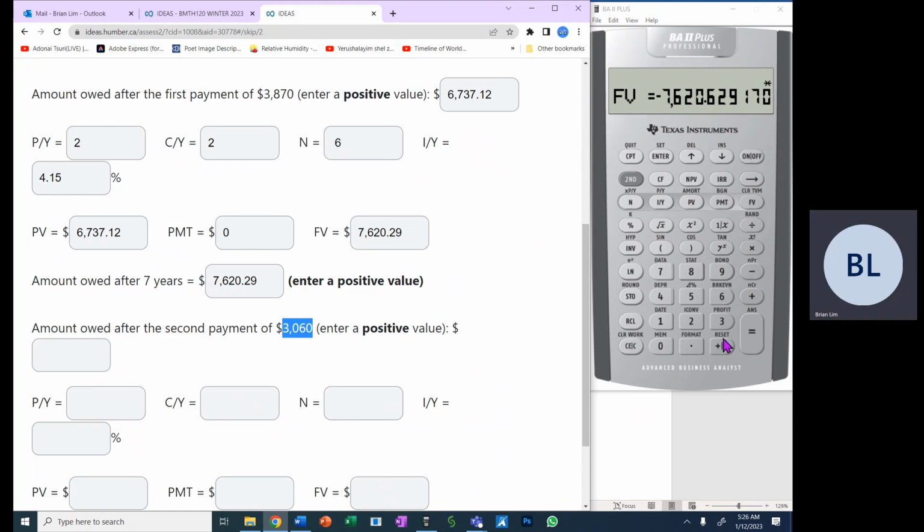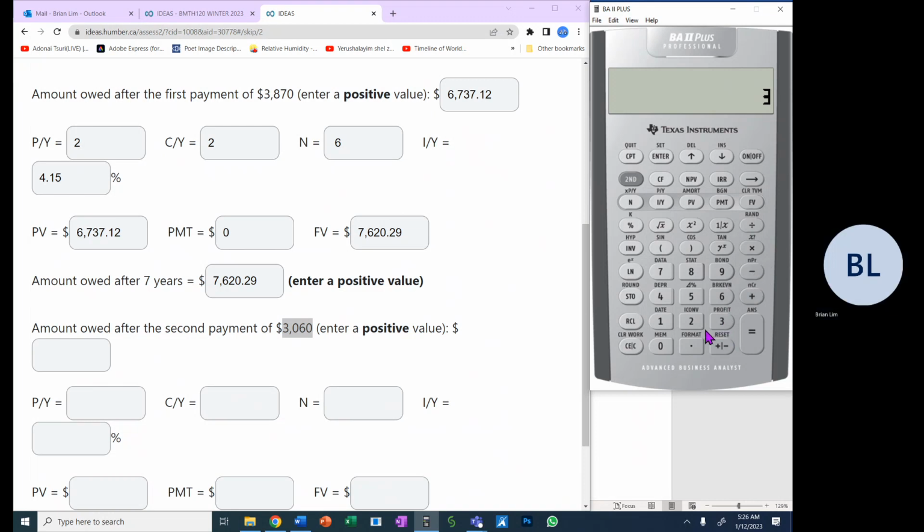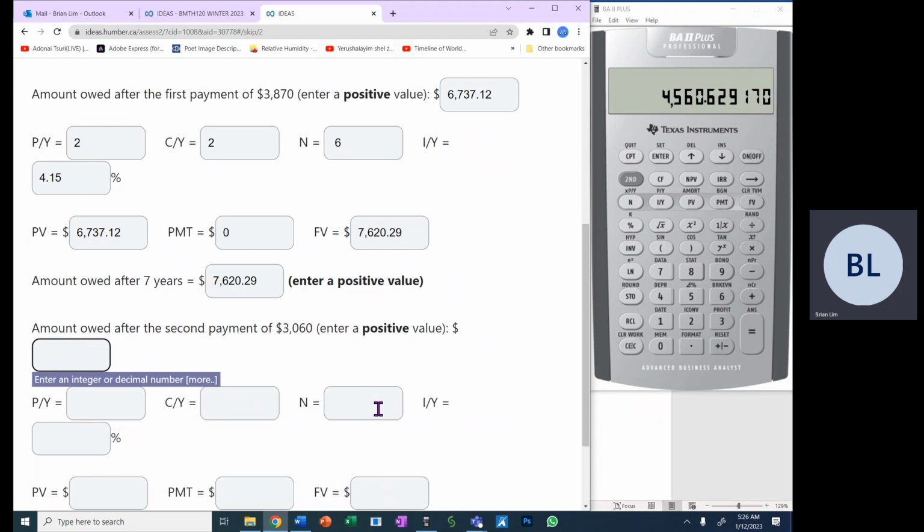I click on plus minus right here to make it positive. I then subtract 3060. Remember, that is this number right over here. So then I click on equal and I have the number that's owing after that payment, which is $4,560 and 63 cents. All right, I did round. You could put 629. It doesn't matter. You could put all these decimals. That is quite all right.